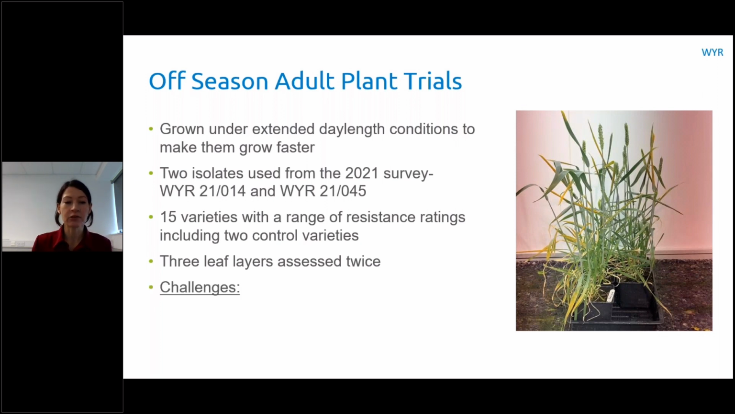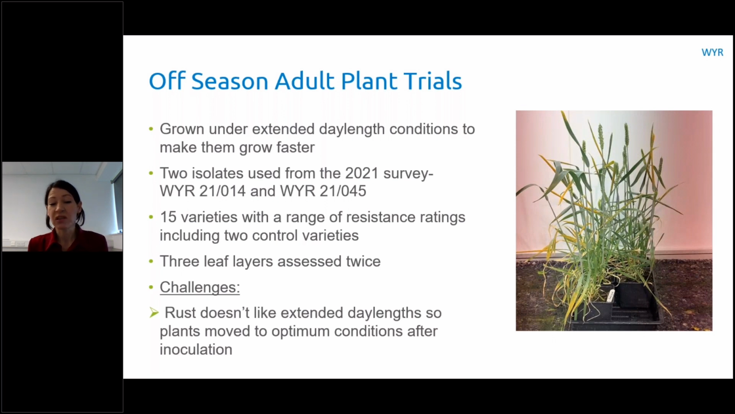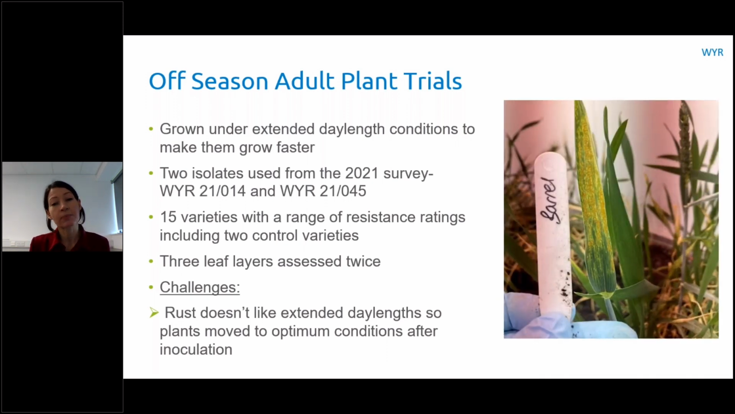But we did have some challenges with this work. Rust doesn't really like extended day lengths, so we chose to move the plants to optimum conditions for rust development after we inoculated them. So we have the little picture of Caderus Barrel there, just to highlight this is what I was aiming for. I inoculated them at growth stage 39 because I wanted to get that adult plant reaction on the flag leaves. So I thought I'd show you a picture of one of the results.